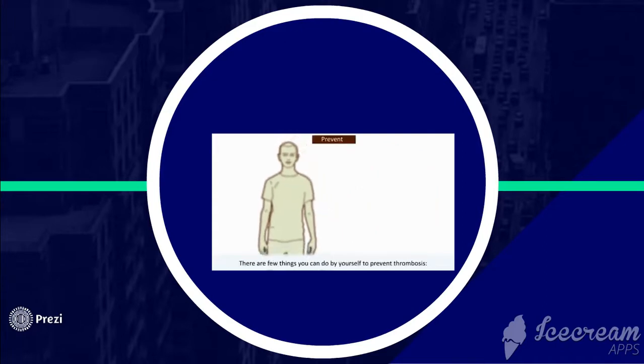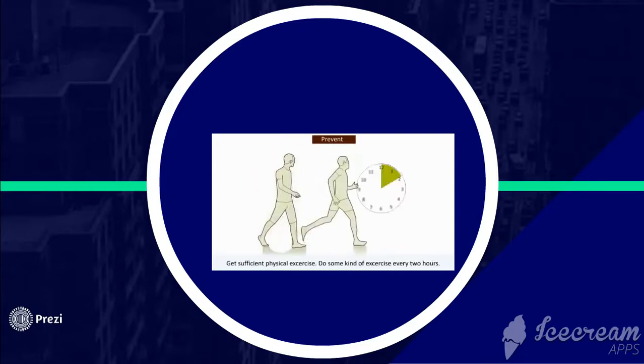There are few things you can do by yourself to prevent thrombosis. Get sufficient physical exercise. Do some kind of exercise every 2 hours. Playing sports is good, but going for a walk or cycling are also good options.